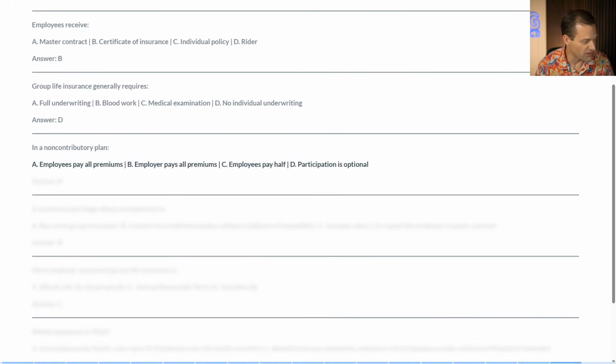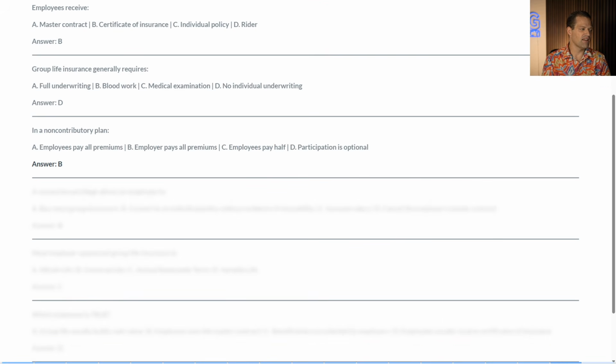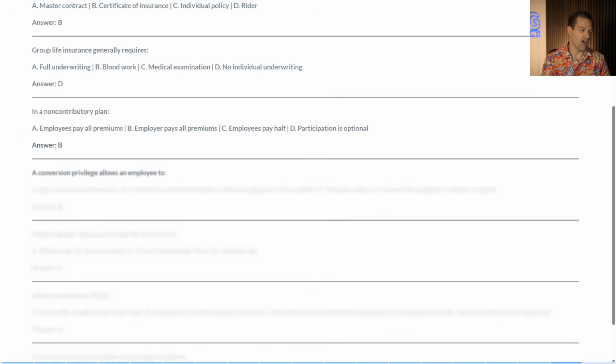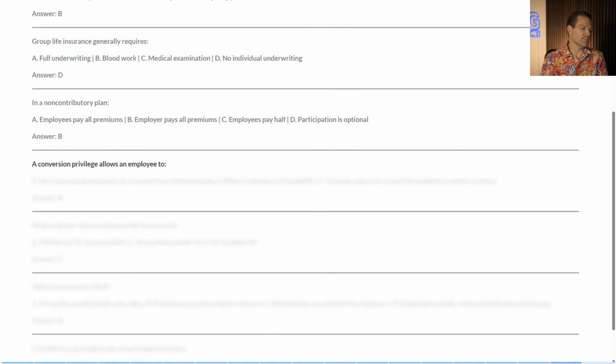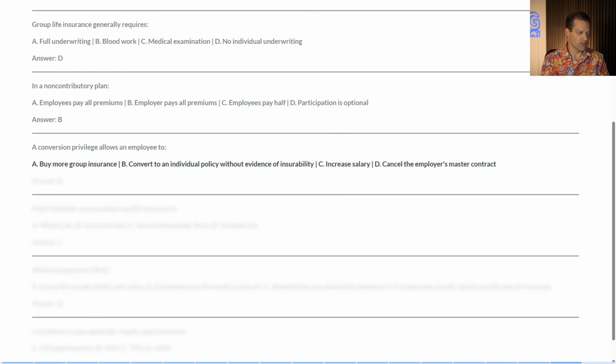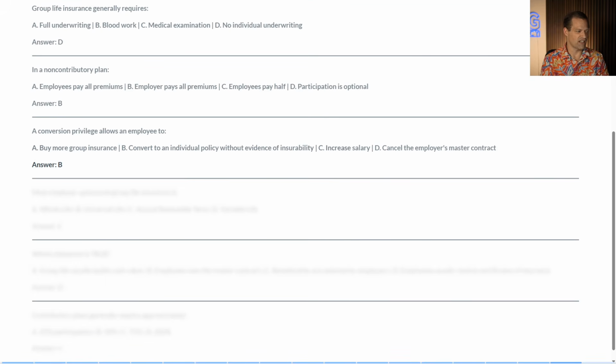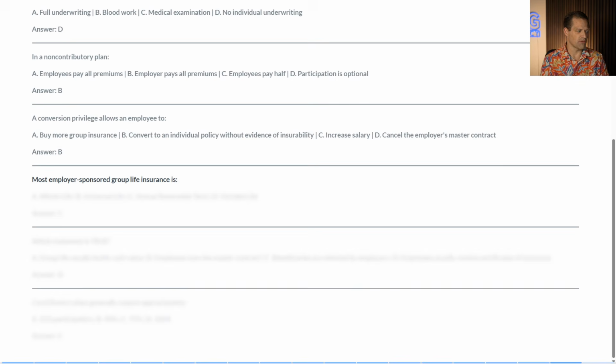A non-contributory plan has employees paying all premiums, employer pays all premiums, employees pay half, or participation is optional. The answer is B. A non-contributory plan has the employer paying all the premiums. A conversion privilege allows the employee to buy more group coverage, convert to an individual policy without evidence of insurability, increase salary, or cancel the master contract. The answer is B, convert without evidence of insurability. Most employer-sponsored group life insurance is what? Annual renewable term is the answer there.